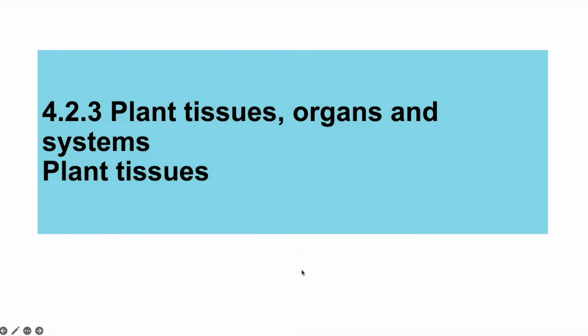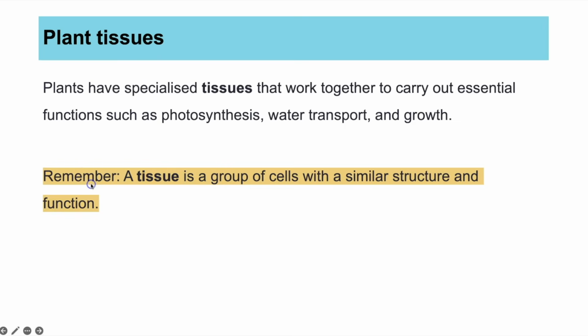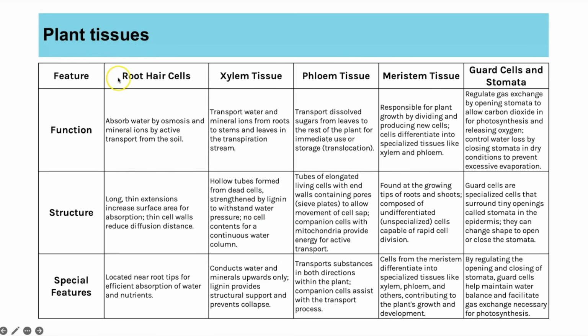So the last bit of this topic then is looking at some plant tissues, organs, and organ systems. So plant tissues, just as a quick reminder, a tissue is a group of cells with a similar structure and function. And plants have specialised tissues that work together to carry out essential functions such as photosynthesis, transport, and growth. So here's a selection of the tissues that you need to know.